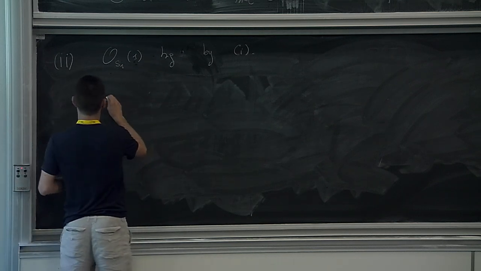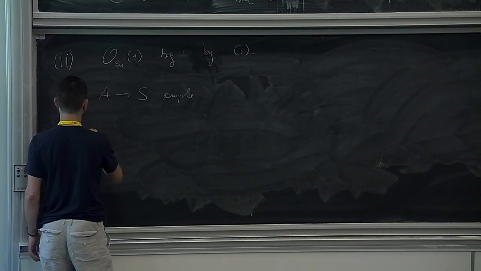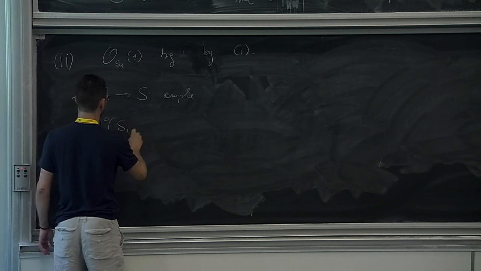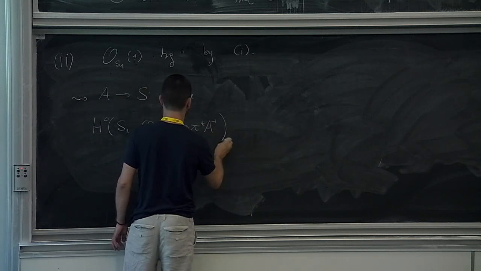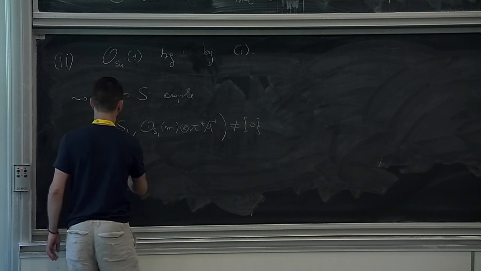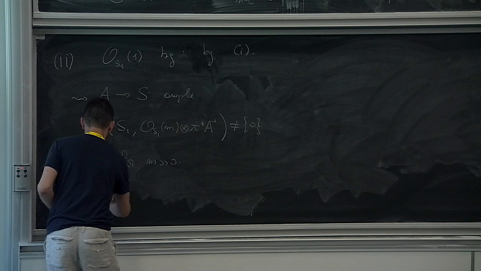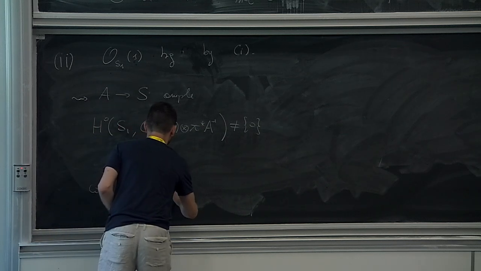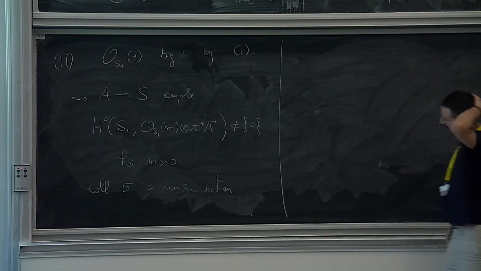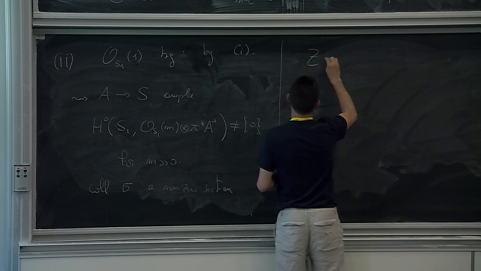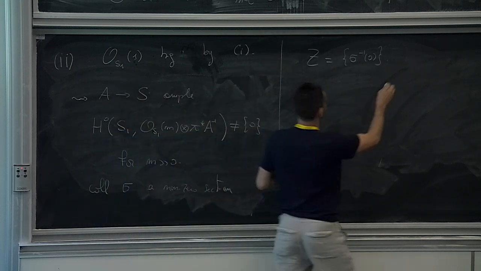So you take A, an ample line bundle on S, and then you see that H0 of S1, O_{S1}(m) tensor π^*(A^{-1}) is not 0 for m large enough. Okay? So call σ a non-zero section, and call Z the zero locus of this section. So yeah, we are here, S1.